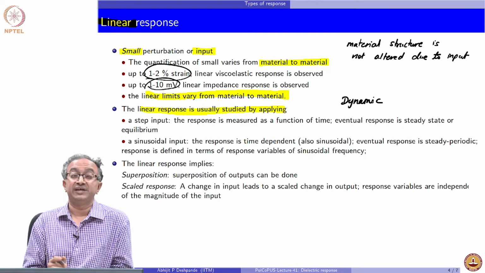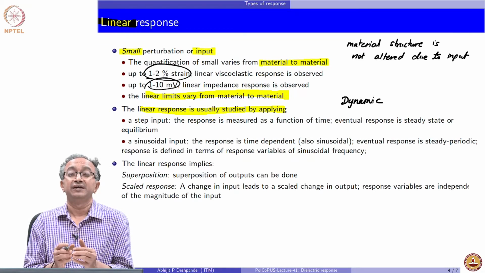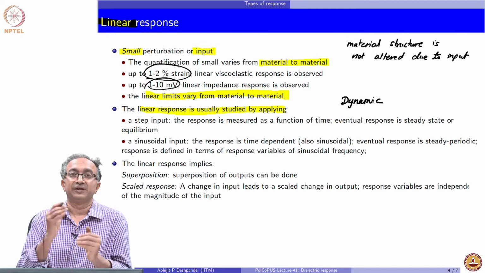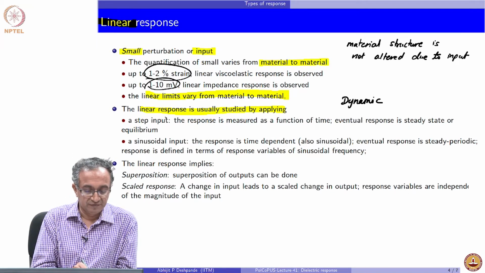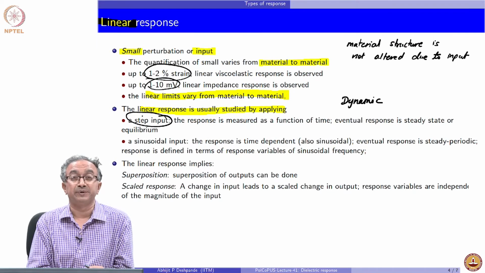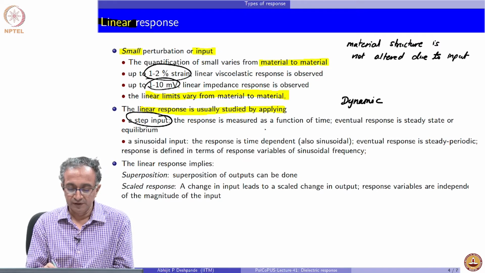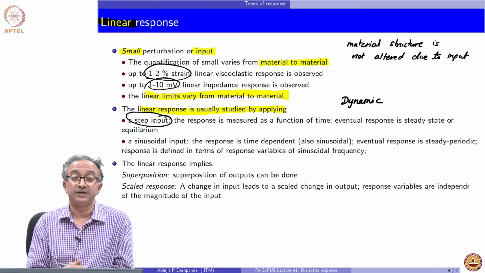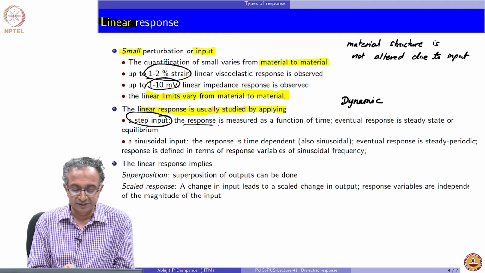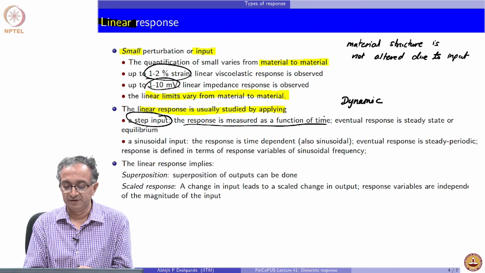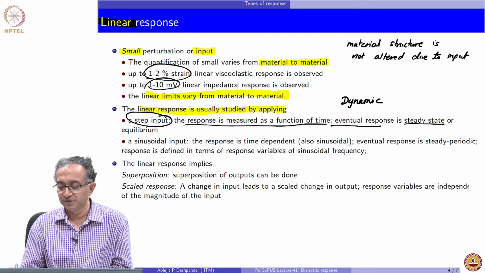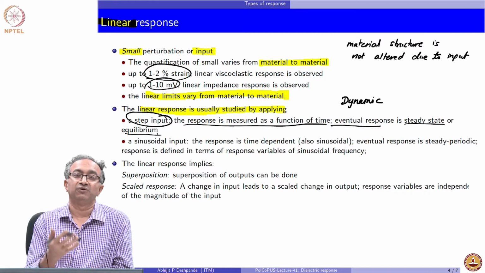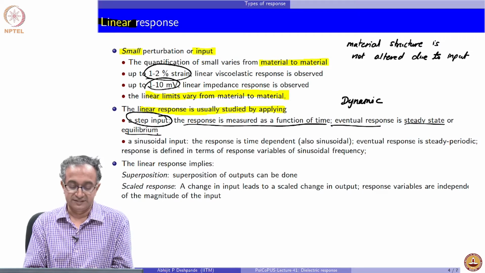So, we can study the dynamic response by not applying a constant quantity, but by changing from one value to another. So, we can give what is called a step input. We can change, let us say, the voltage, we can give a step voltage or a step strain, and then measure the response as a function of time. And the eventual response can be either steady state or the material can go back to equilibrium, depending on what kind of material system it is.